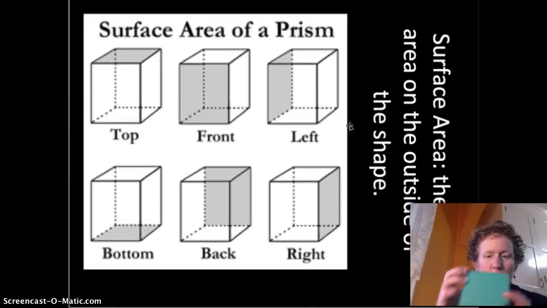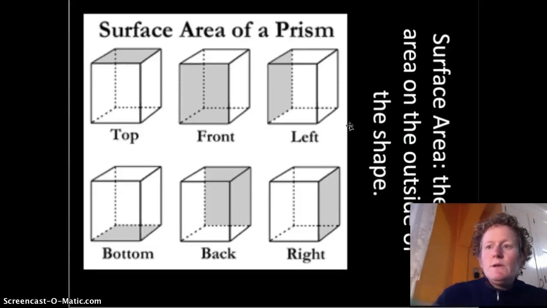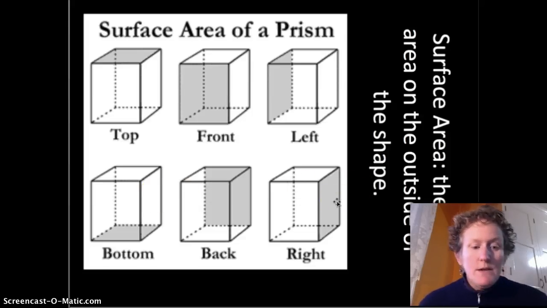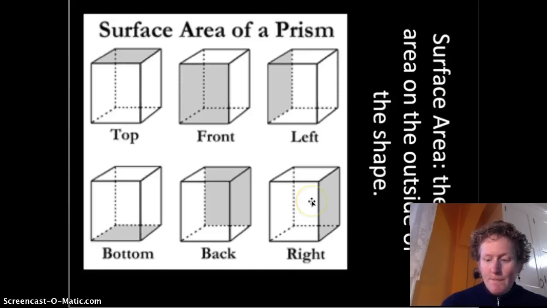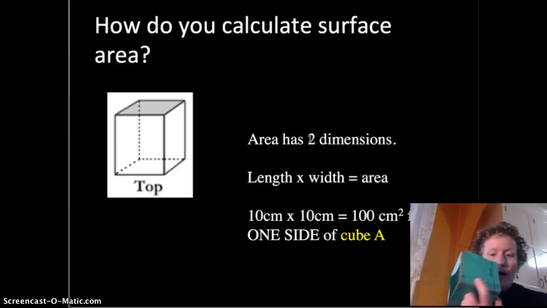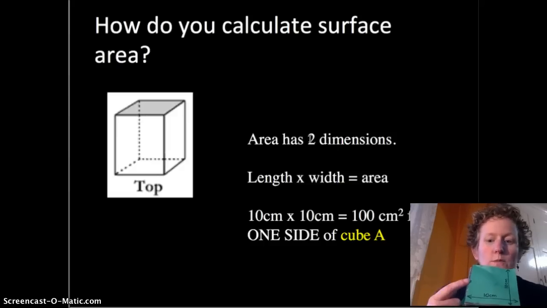The surface area of a cube here is the surface area of each one of its sides. And if you look carefully at this diagram here, you can figure out how many sides we have to calculate. Fortunately, in a cube, they're all the same. Area has two dimensions. It's length times width. So the area of one side of the large cube, cube A here, is 10 times 10. That equals 100.